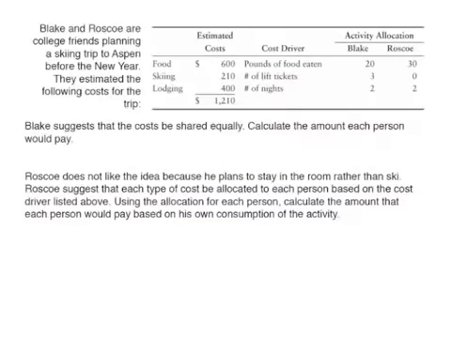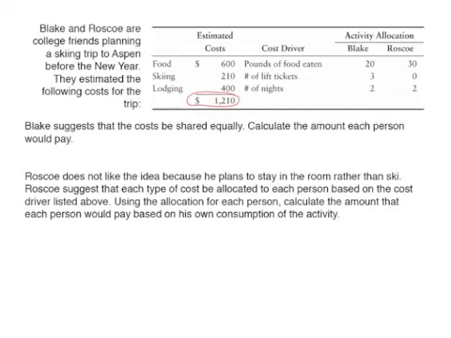So let's look at an example. We have Blake and Roscoe. They're college friends. They're planning a skiing trip to Aspen before the new year. And they estimated the following costs for the trip. They think their total estimated costs are going to be $1,210: $600 being for food, $210 being for skiing, and $400 being for lodging. And they determined that there's a cost driver for each one of these activities. For food, the cost driver is pounds of food eaten.